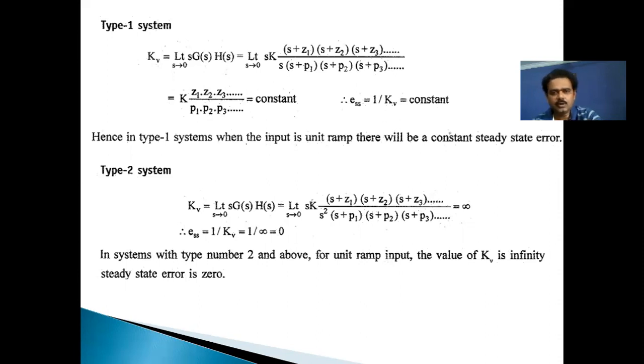So no need to write all this down. Simply calculate Kv, write down Kv, and similarly for the type 2 systems, write down this conclusion.